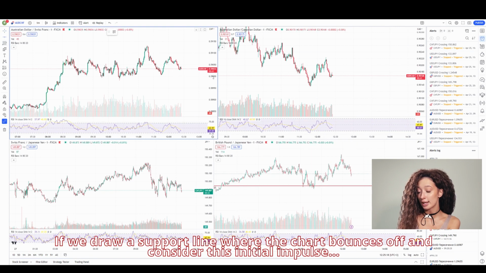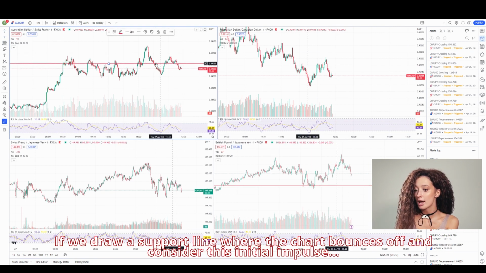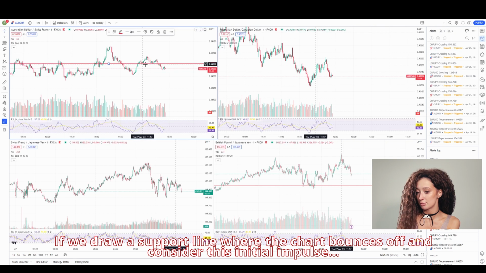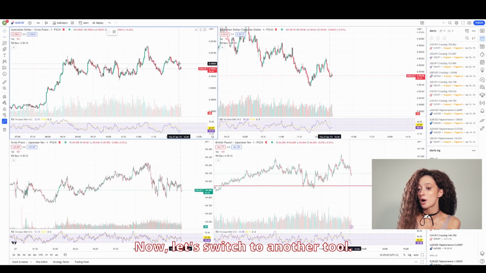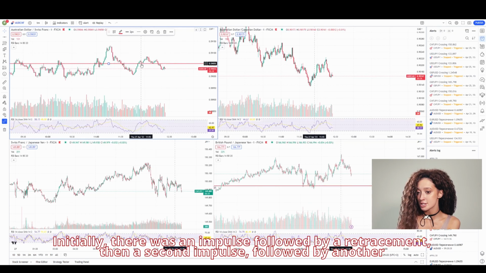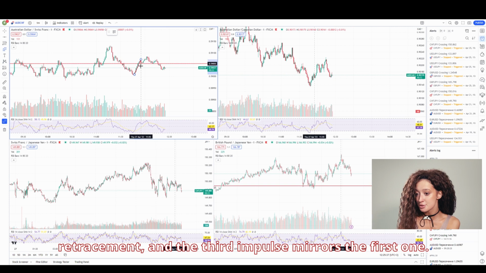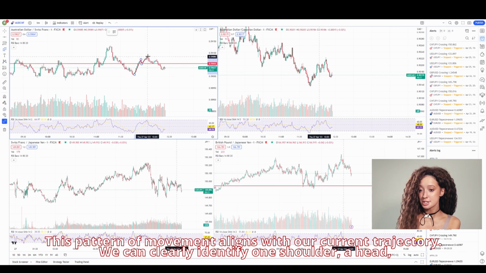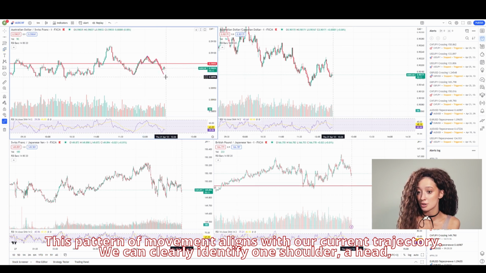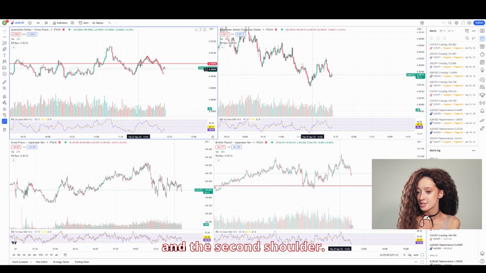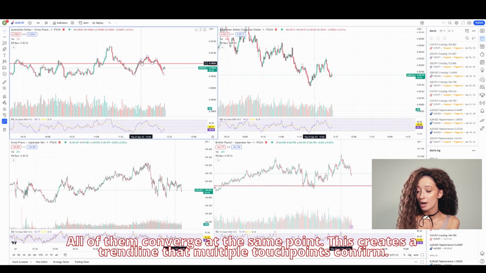If we draw a support line where the chart bounced off, we can consider this the initial impulse. Now let's switch to another tool. Initially there was an impulse followed by a retracement, then a second impulse followed by another retracement, and the third impulse mirrors the first one. So this pattern of movement aligns with our currency trajectory. We can clearly see the left shoulder, head, and the second shoulder. All of them converge at the same point.